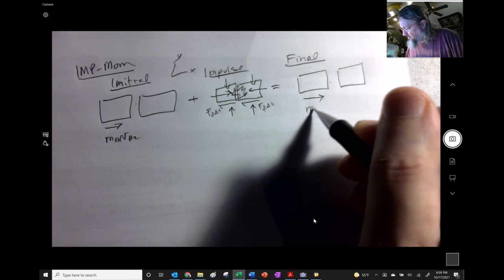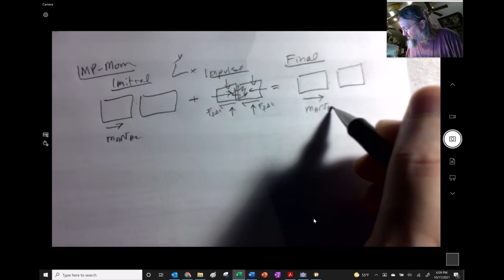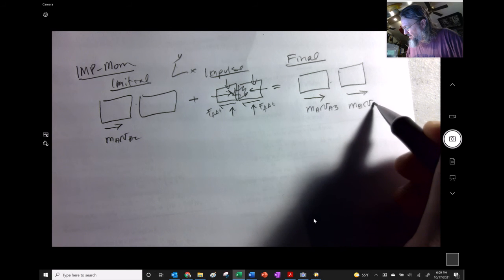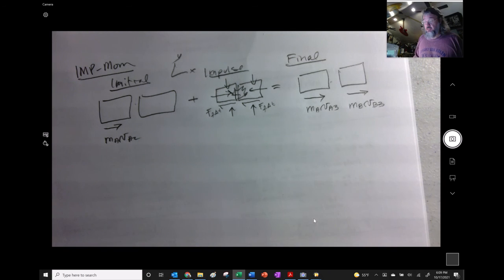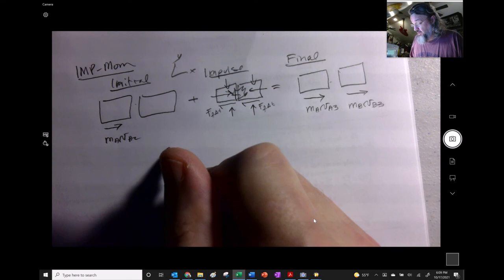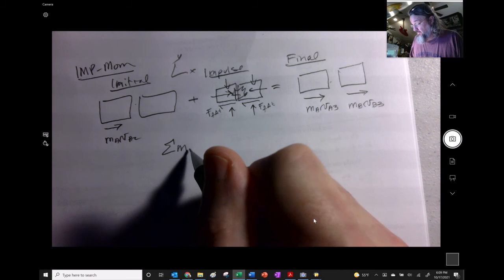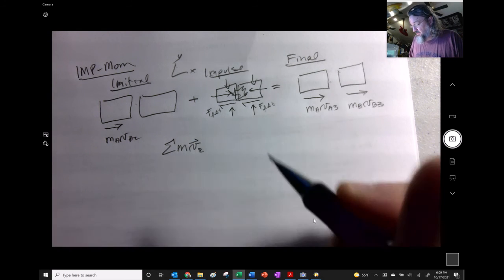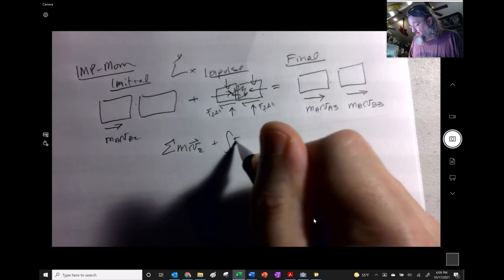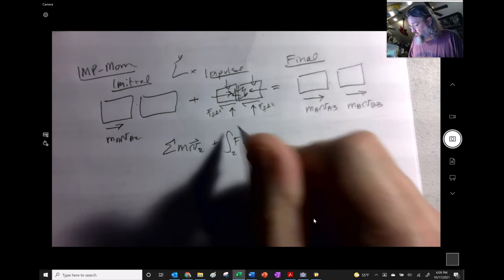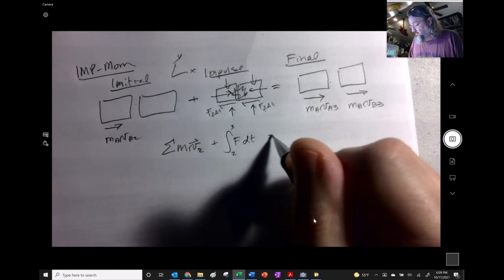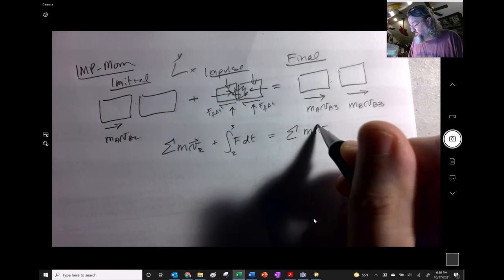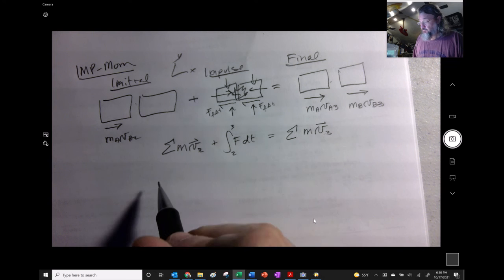So we're going to have MAVA3 and then MBVB3, let's call it VB3 right there. So writing out the equation, sum of mass times velocity, well, I'll call it 2 in this case, plus integral F dt, going from 2 to 3 on here. It's going to be equal to the summation of the mass times velocity 3 right in there.